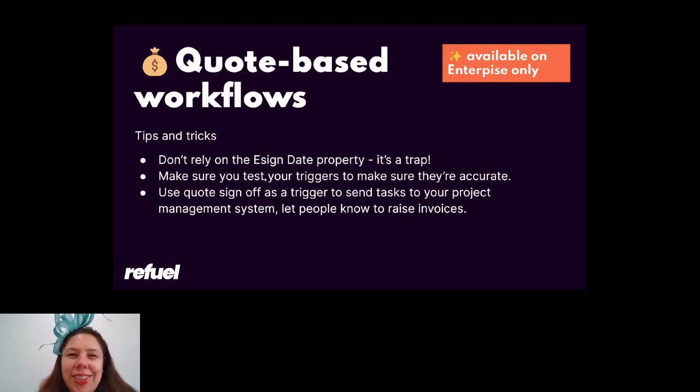As we said before, test your triggers, make sure they're accurate, and use the quote sign off or the approval status as the trigger to send tasks to your project management system. Let people know that they need to raise the invoices, and so on and so on. If you have Ops Hub as well, there's probably some other things that can be done there as well.